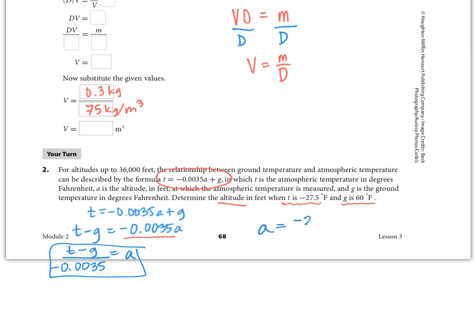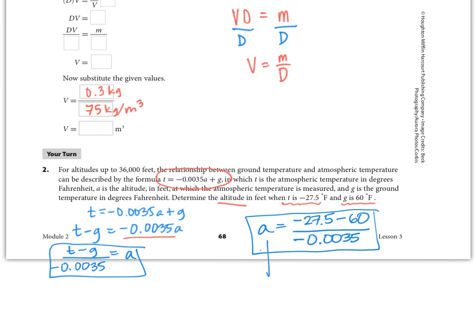So it's going to be negative 27.5 minus 60. That will definitely give me a negative number. Divided by negative 0.0035. And since we're dividing by a negative, that's going to become positive. That's a good thing because A, remember, is my altitude. And that's the height. So it needs to be a positive number. But anyways, I'm not going to calculate this. I don't have a calculator available, so you can go ahead and put that into a calculator to figure out the altitude. And just make sure that you express that in the correct units, which is feet.